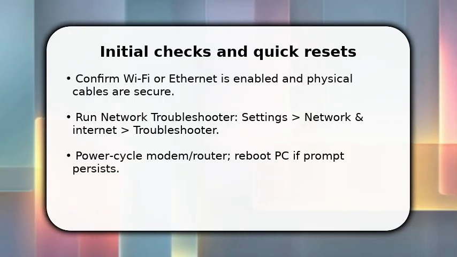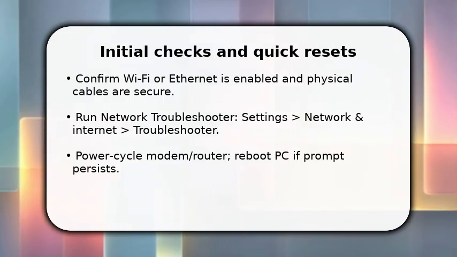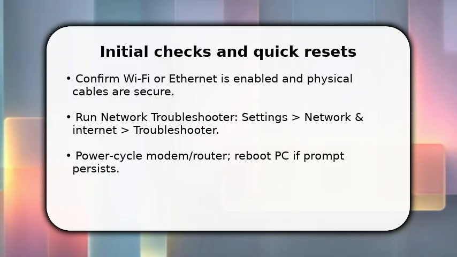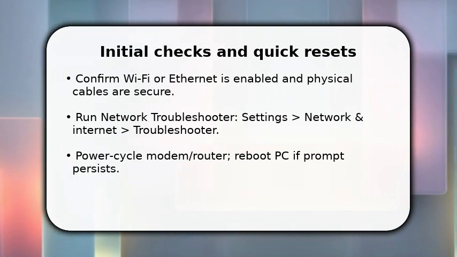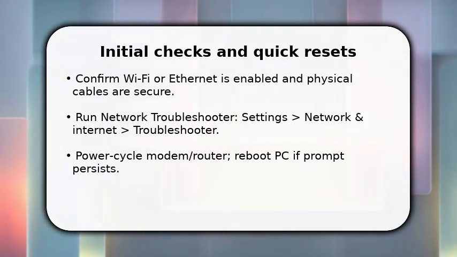If you still see no internet, power cycle the modem and router. Unplug for 30 seconds, then plug back in. Make sure to reboot your PC after the devices come fully online, so Windows negotiates a new connection.